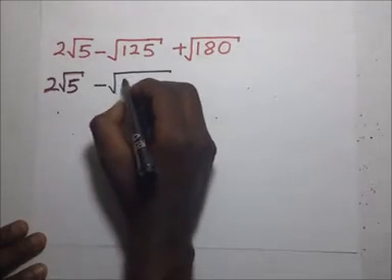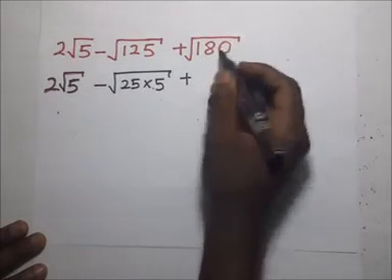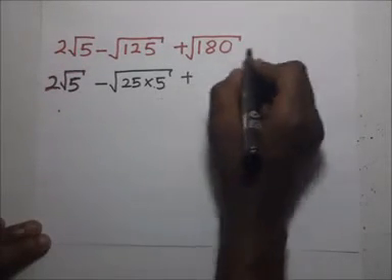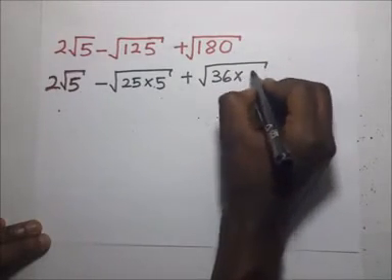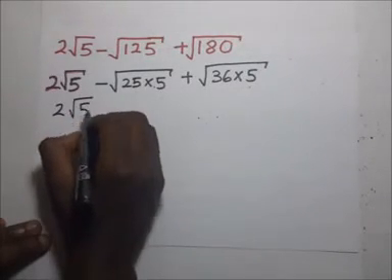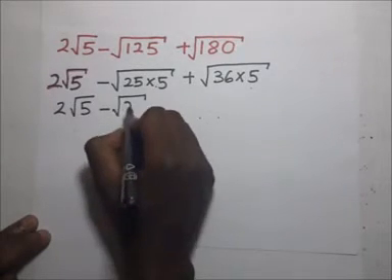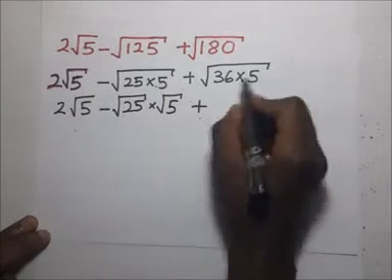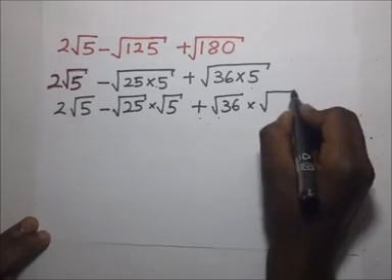So this is going to be 25 times 5, then plus 180, which can be simplified further. And of course 180 is the same as 36 times 5. So this is going to be 2 times the square root of 5 minus root of 25 times the square root of 5 plus the root of 36 times the root of 5.